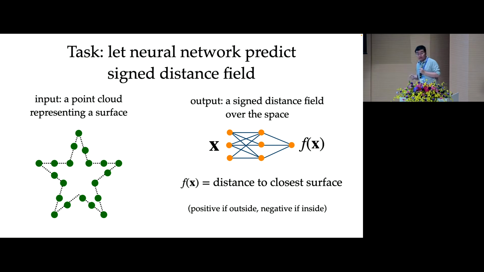And our output would be a neural network that takes x, the position, as input, and outputs f of x, where f of x is the distance to the closest surface, and this distance is signed, which means that it's positive if it's outside of the surface, outside of the object, and it will be negative if it's inside of the object.